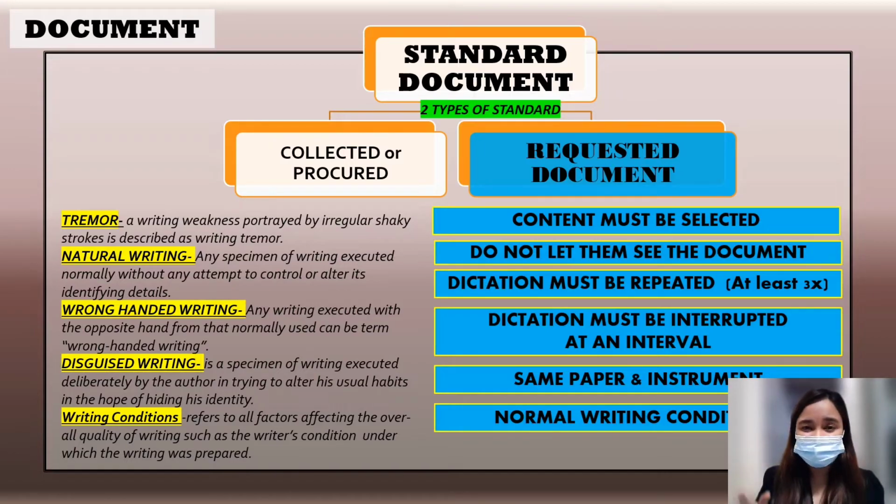Okay. Disguised writing is a specimen of writing executed deliberately by the author in trying to alter his usual habits in the hope of hiding his identity. Ano yung purpose or yung goal ng disguised writing? To hide his identity. Kahit ano pwede niyang gawin. Ibahin niya yung mga characteristics ng writing. Okay? Or kaya gumamit siya ng wrong-handed or left-handed. So, pwede niya pong ma-disguise yung writing niya. Okay? Naintindihan ba?